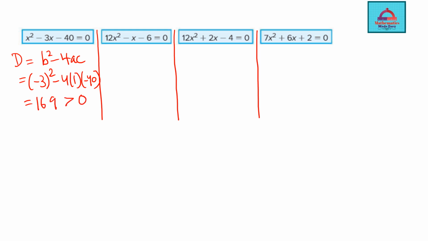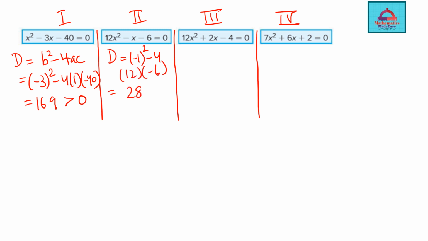So this is positive. Let's find the discriminant for the second equation. So 1, 2, 3, and 4. So for this one, the discriminant will come out to be minus 1 square minus 4 times 12 multiplied with minus 6. So this is 289. Again, this is positive. Now for the third equation, the discriminant will come out to be 2 square minus 4 times 12 multiplied with minus 4. Again, do the calculation, use your calculator, and this is also positive.